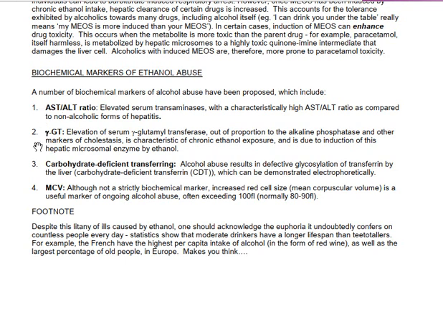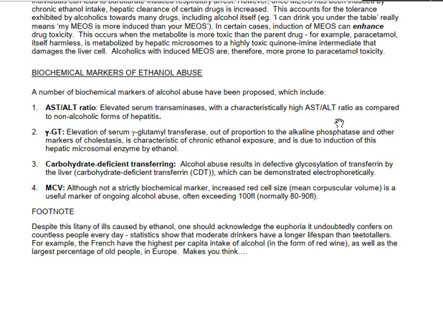Now, the next marker of ethanol is going to be gamma glutamyl transferase. Is it clear? It's going to increase out of proportion to the alkaline phosphatase and other markers of cholestasis. You need to know that the markers which show that there is cholestasis, meaning some form of obstruction at the level of the biliary system, are gamma glutamyl transferase, alkaline phosphatase, and bilirubin. Is it clear? Bilirubin, particularly conjugated bilirubin, gamma glutamyl transferase, and alkaline phosphatase are the three major markers that show that there is cholestasis, that there is some accumulation of bile acid.